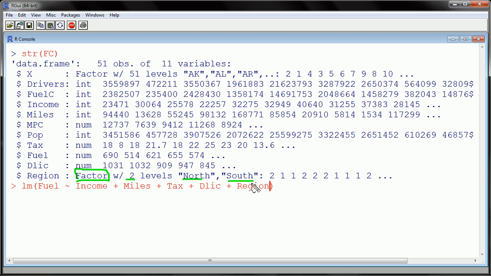Okay? And we're going to define our data set. So these features come from the data set FC. If you hit enter here, you're going to get a bunch of output. I definitely recommend that you assign a name to this model. I call this M1, Model 1. Hit enter. Now we can use the summary function to get a summary of what R was able to do.